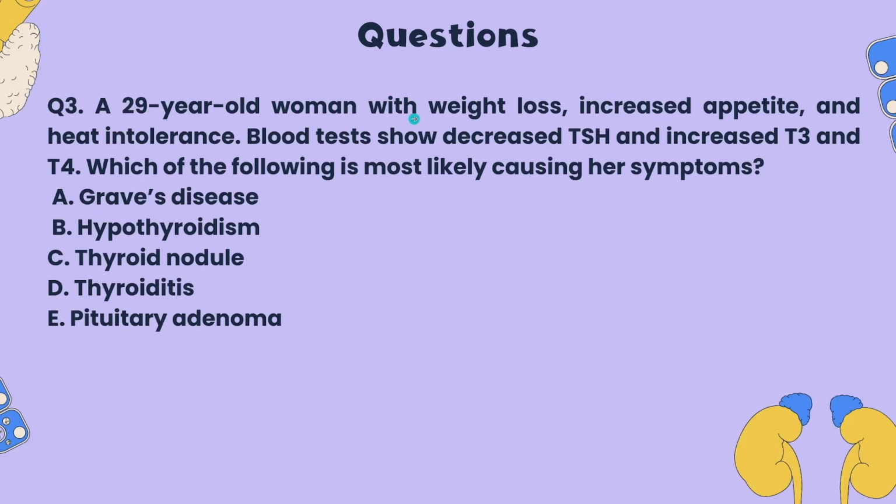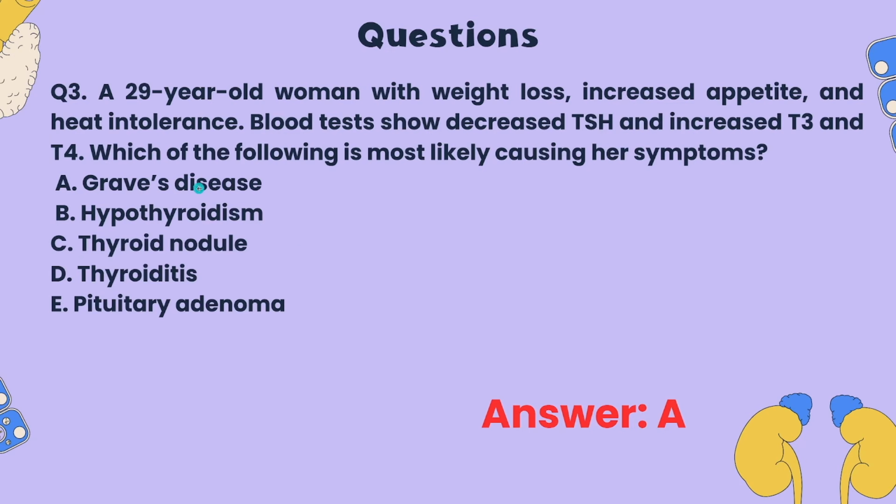So we're done with the physiology. Let's go to the questions. Read the question. In 1, 2, 3, I'm going to show the answer. It is A, Graves' disease. Why is it Graves' disease? It's the only one of the options that explains why we have an increased T3 and T4 while maintaining a decreased TSH. It is not pituitary adenoma because we would have increased TSH along with T3 and T4.